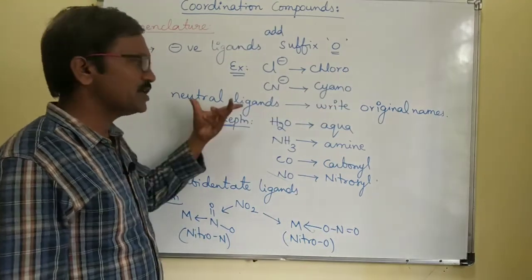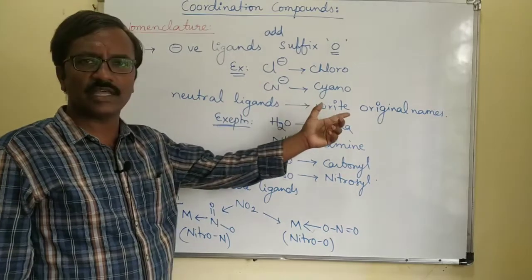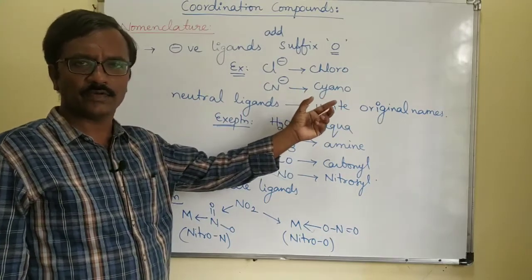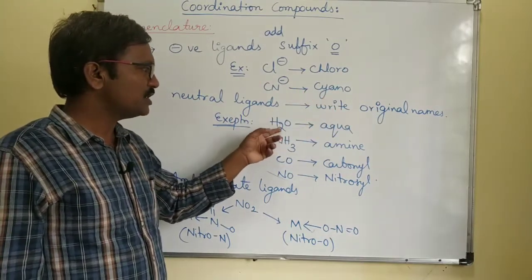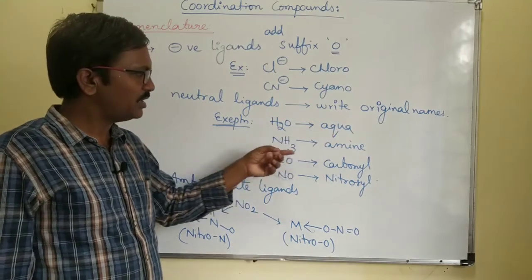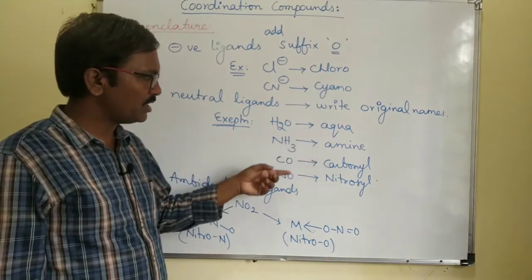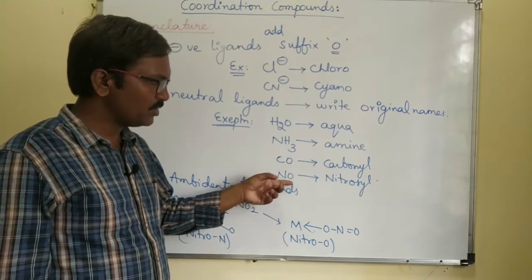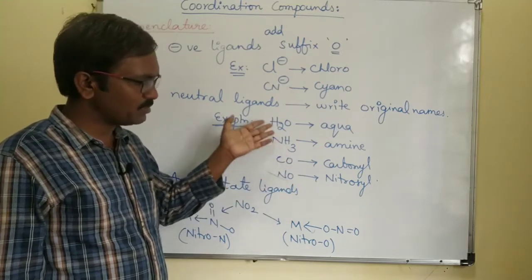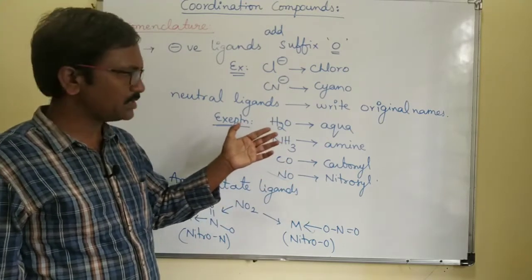For neutral ligands, you have to write their original names. Exceptions are there. So H2O is aqua, NH3 is amine, CO is carbonyl, NO is nitrosyl. There are examples. They have given some examples.